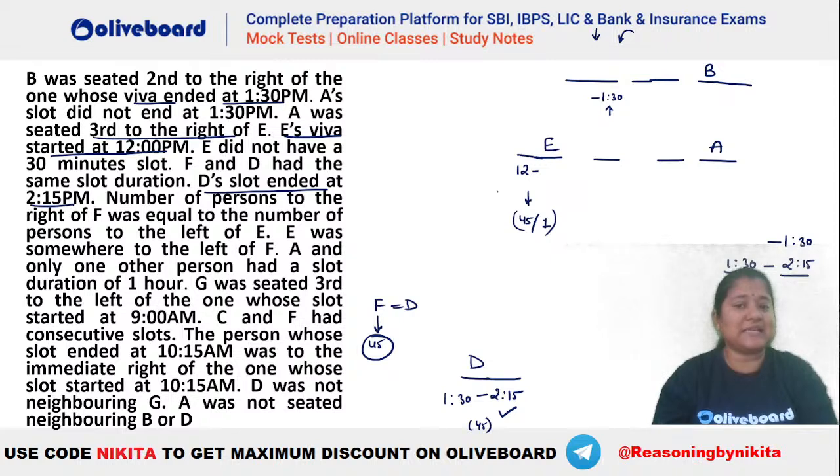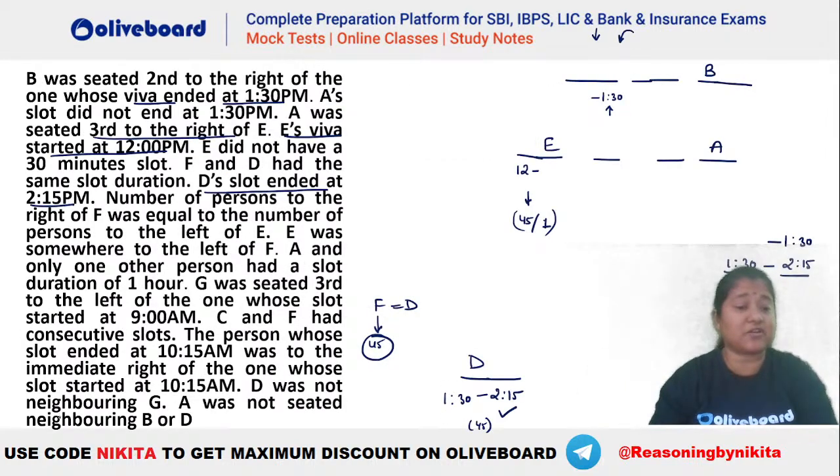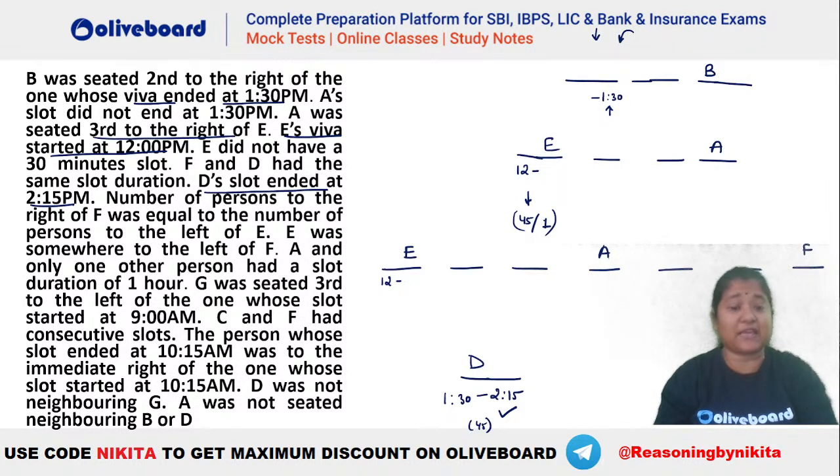So now let's try it out and see what the possibilities are. There are how many persons in here? 7 persons are to be taken here. So let's check the possibilities. We have, let's say, 1, 2, 3, 4, 5, 6 and 7. Let's say we take E here. If E is here, that means he is starting from 12 onwards, and then 1, 2, 3. This will be A, and in this particular case, this will be F, right? This is the first possibility that we can have.